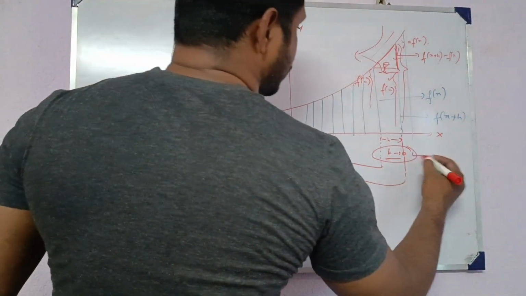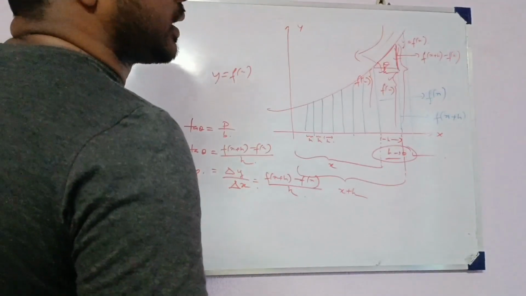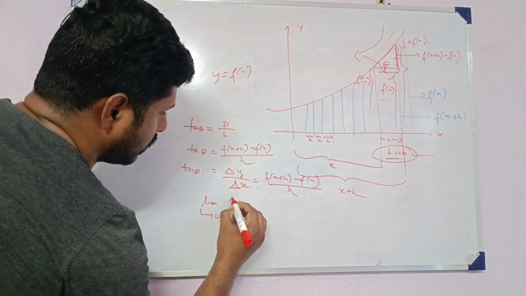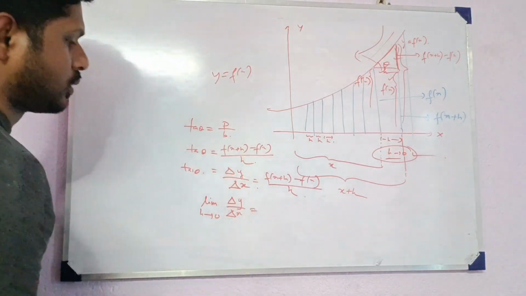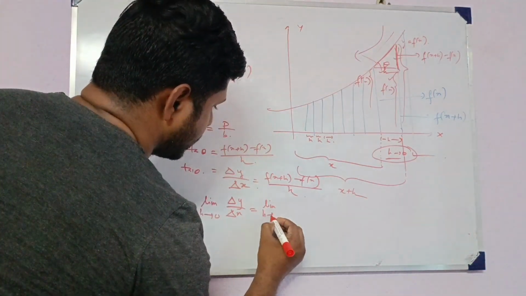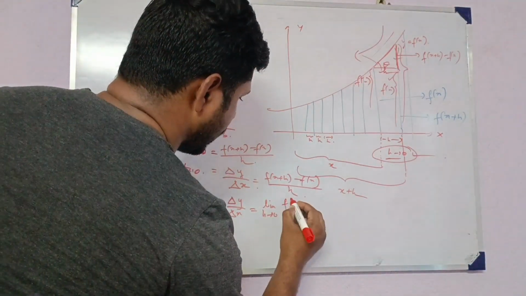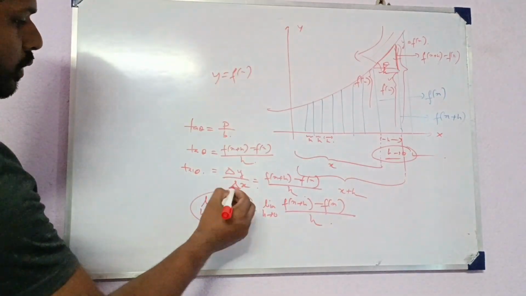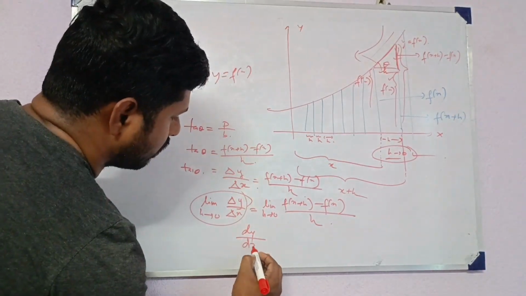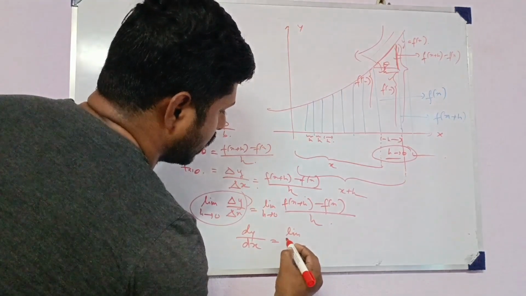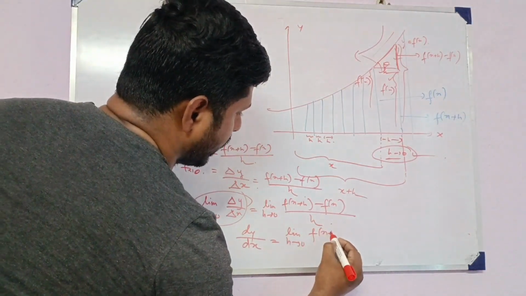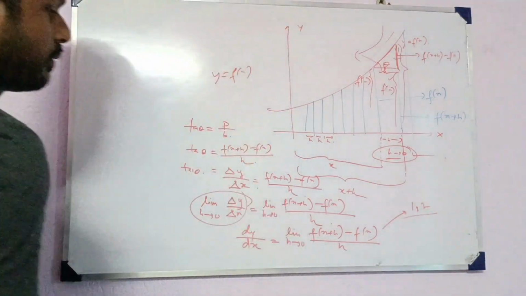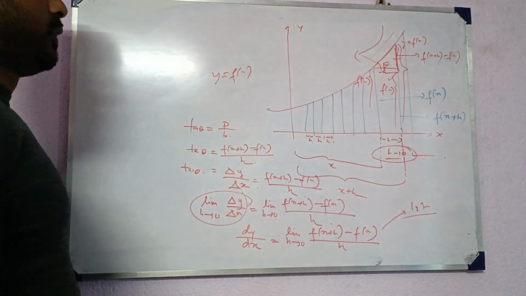Now as h tends to 0, here the application of limit comes. As h tends to 0, we write limit h tends to 0 of del y by del x equals limit h tends to 0 of f of x plus h minus f(x) by h. That limit of del y by del x is called dy by dx, which equals limit h tends to 0 of f of x plus h minus f(x) by h, which is the first principle of derivative. This is the first principle of derivative.